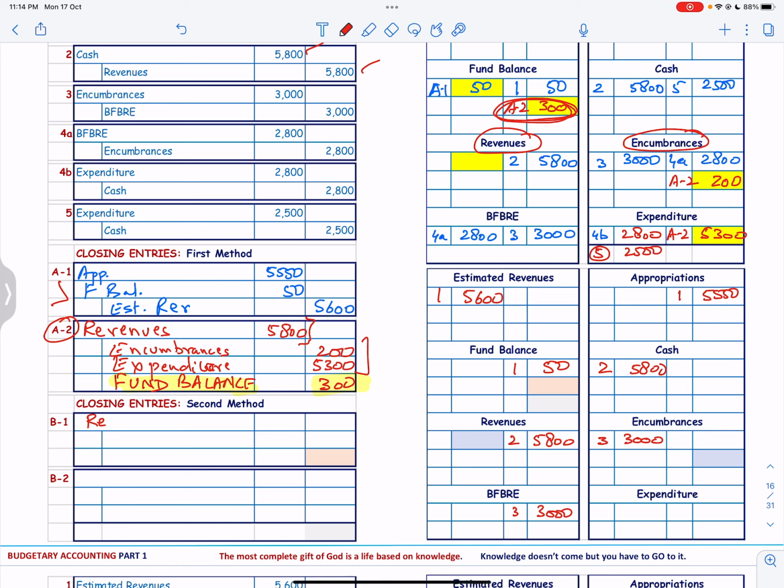Then we have 4A, and in this case it is debit by 2,800, and encumbrance is credit by 2,800. Then we have expenditure, and this is 4B. I will not repeat the mistake. Expenditure is debit by 2,800, and cash is credit by 2,800. And again we have expenditure debit, transaction number 5 for 2,500, and cash is credit for transaction number 5 by 2,500. Okay, and now we are going to close.